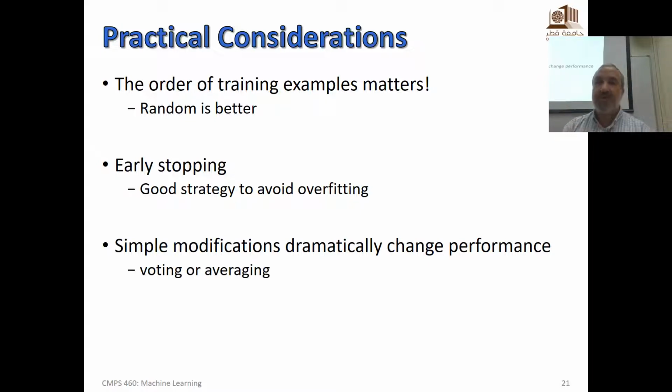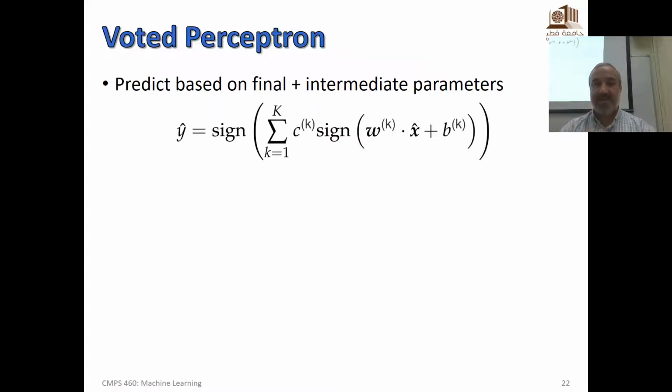With that, we have two solutions. One is called voting Perceptron, or voted Perceptron, and the other is averaged, or averaging, Perceptron. So we'll discuss these next, inshallah.